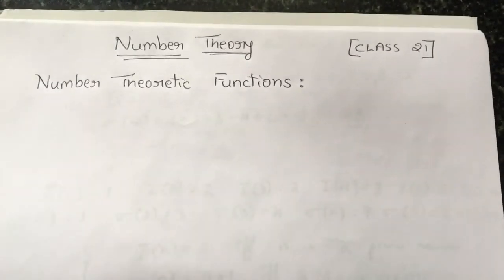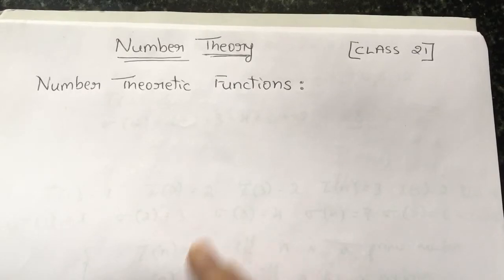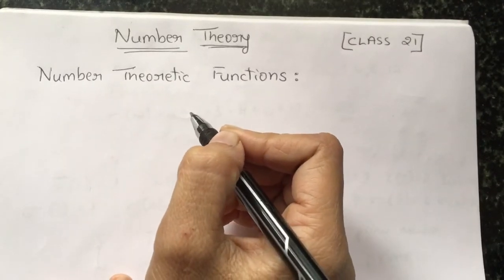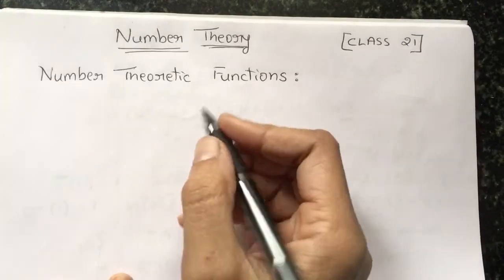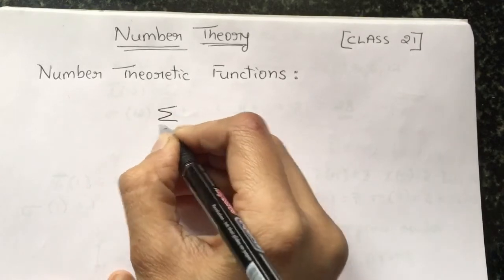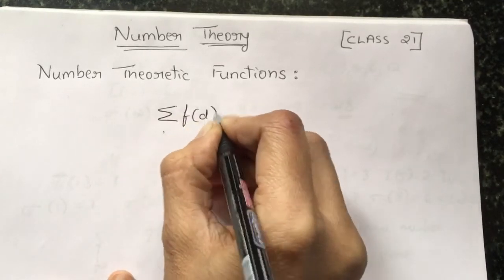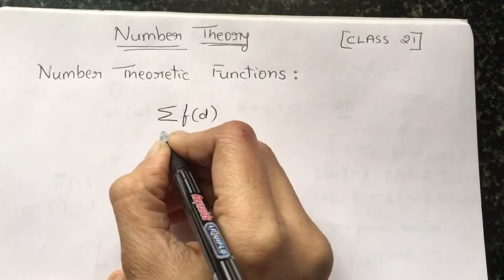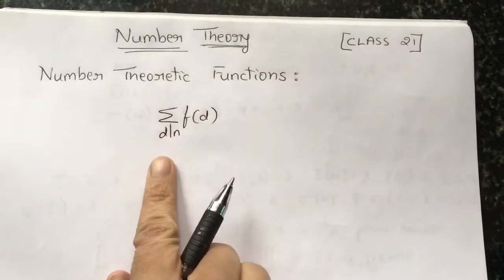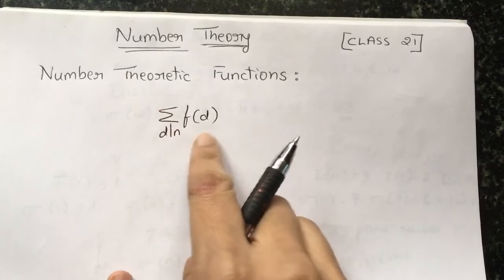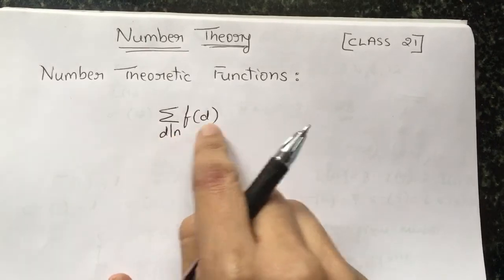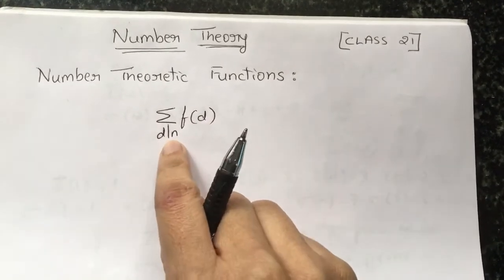Before studying the functions tau and sigma in more detail, I'll mention the notation we are using, which will help in our further discussion of tau of n and sigma n. The notation is summation of f of d, where d runs over the divisors of n. It is the sum of the values of f of d, as d runs over all the positive divisors of the positive integer n.